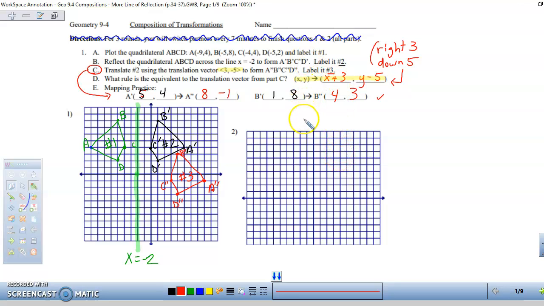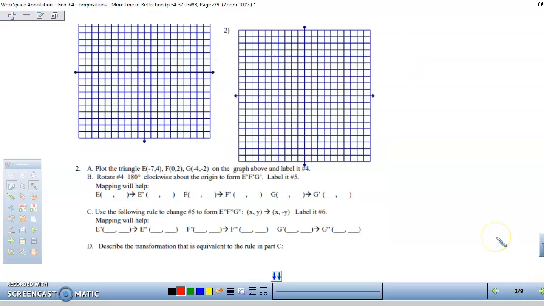Okay, so we're just using a bunch of different types of translations and notation and practicing those. All right, number 2. So we're going to plot the points E, F, and G. So please pause and plot those on your own on this second graph.